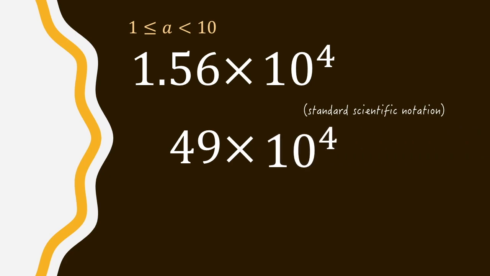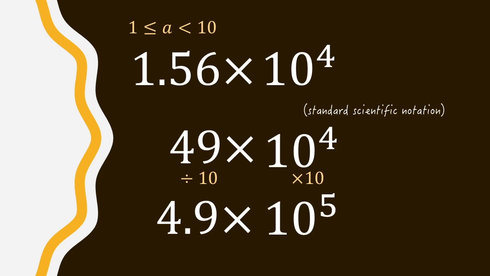If we have our a value greater than 10, we need to do the opposite. Divide by 10 so that 4 is in the units place, then compensate for this by multiplying the power by 10. For a string of multiplication, multiplying by 10 and then dividing by 10 is the same as just multiplying by 1, so it doesn't change the overall value.